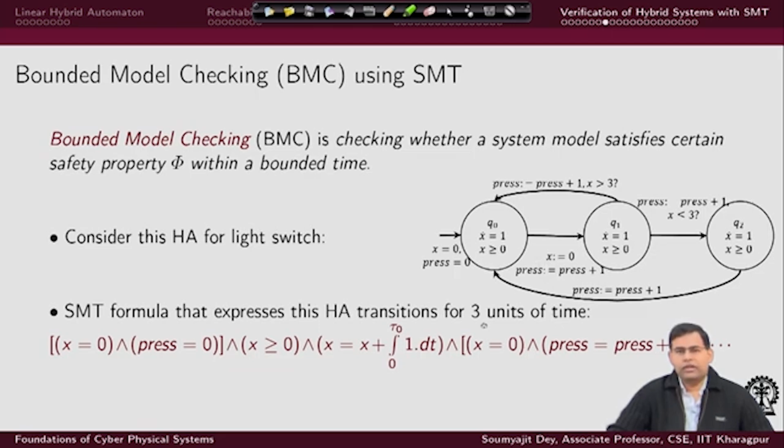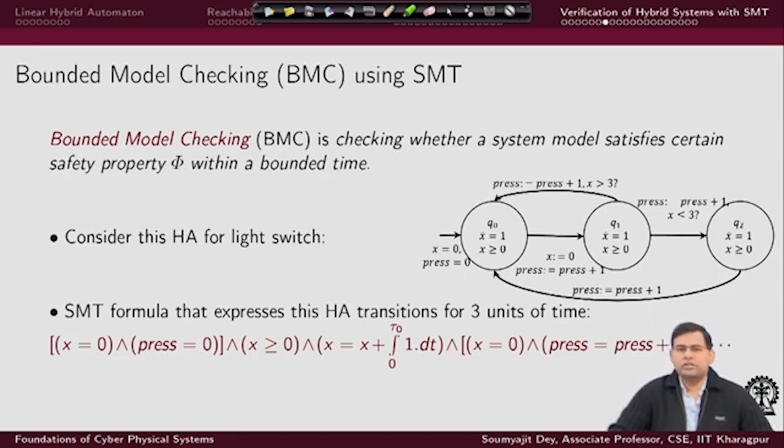Now, suppose I am trying to model this evolution of the automata for 3 units of time. What I am trying to do is write a logical formula that captures all possible evolutions of this automata starting from some initial state, which is x equal to 0 and press equal to 0. As you can see, starting here, it can go this way or it can go this way, and it can also decide exactly when to take the transition. All these things create a rich set, a reachable set of possible states.